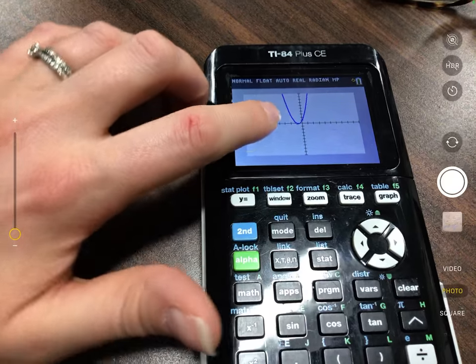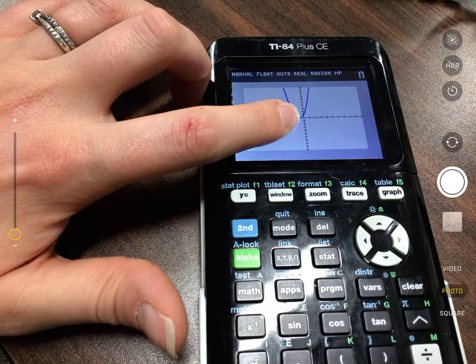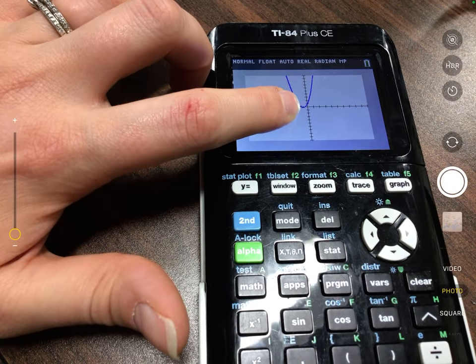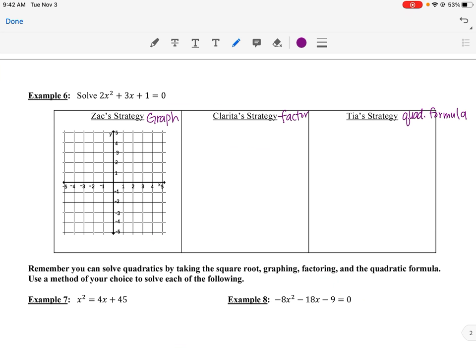So notice this one, it looks like it crosses at -1, and then it's a little harder to tell there, but it's about halfway between. So this one maybe graphing isn't as good a method, because it's a little bit harder to tell, but it looks like it's at -1 and then partway between here.